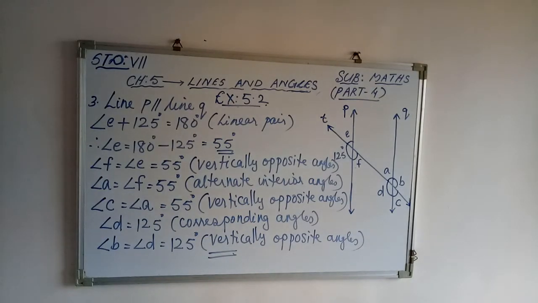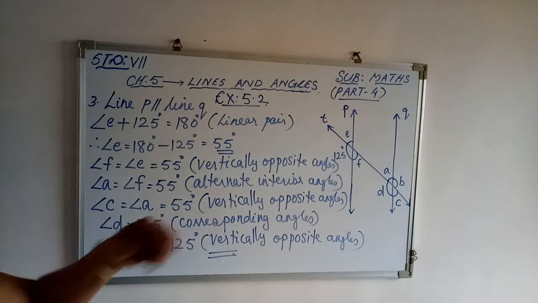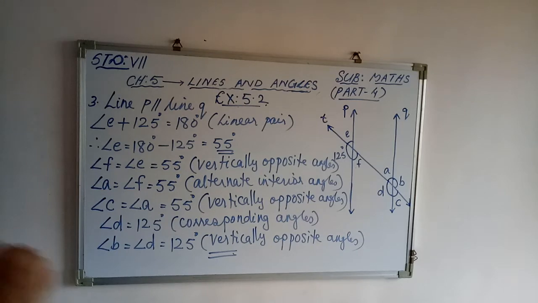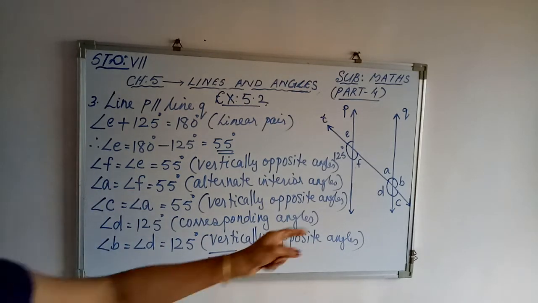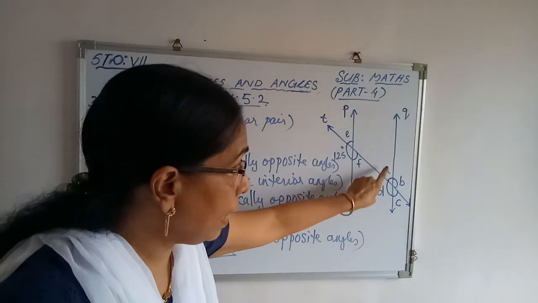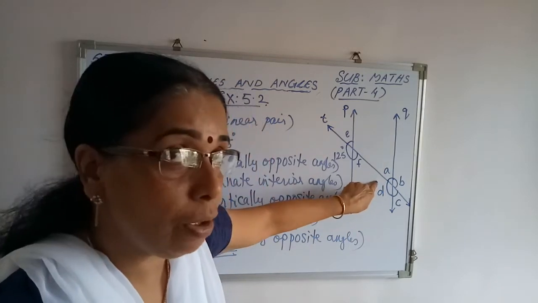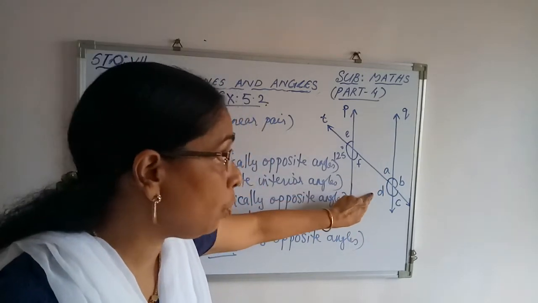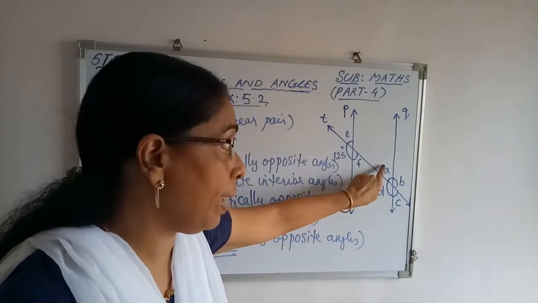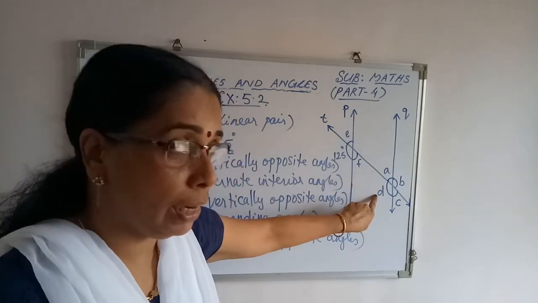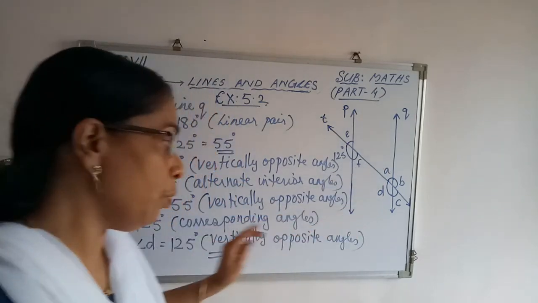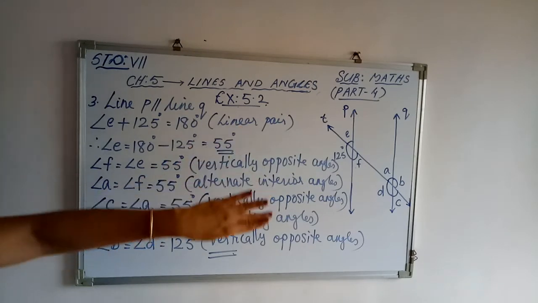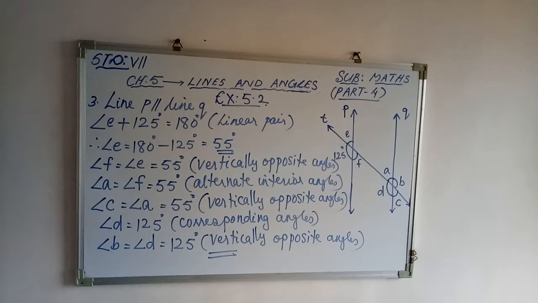Now listen, it's not compulsory to calculate the same way. You can use another way also, because see here, D and A, 180 degrees forms a linear pair. That way also you can find out D. 180 minus angle A will give you angle D. Is that clear? So I used one method. You can use the other properties also to find out the unknown angles.